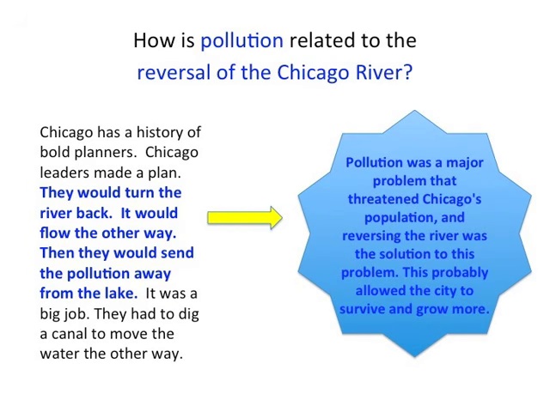Let's take a look at the next question. How is this pollution related to the reversal of the river? Now I'll focus in on the section that mentions the reversal of the river and see if I get any clues. I already know, based on the last paragraph, that the Chicago River was getting more polluted, which was contaminating the water and making people sick. In this section, I learned that Chicago leaders decided to reverse the river so that pollution would flow away from their drinking water. My inference is that pollution was a major threat to the people of Chicago. Reversing the river lessened this threat and allowed the city to survive and probably grow even more.